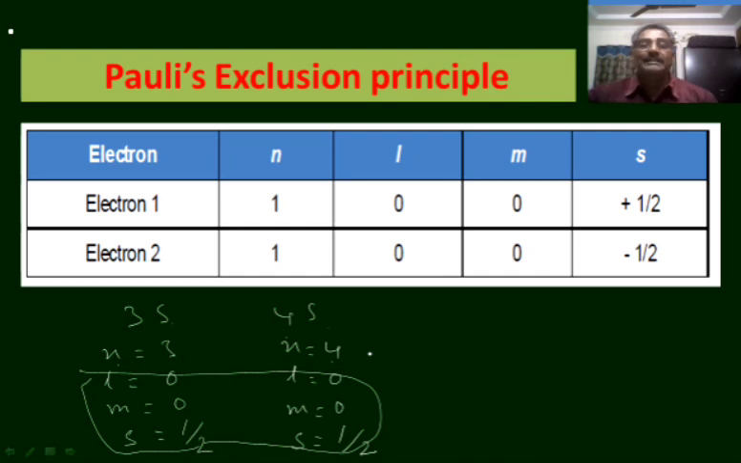In this way, if you consider any two electrons in an atom, they differ at least in one of the quantum numbers. This is known as Pauli's exclusion principle.